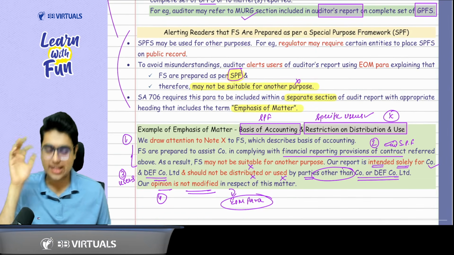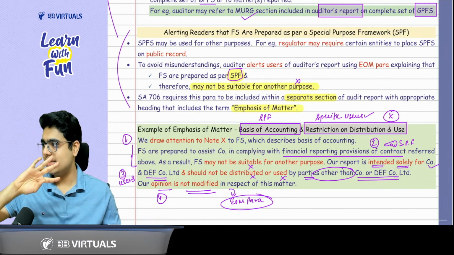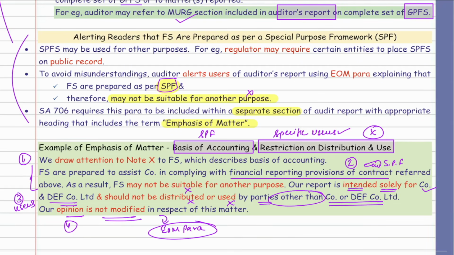How is this section added? So basically 4 things will be added in this. Please remember these 4 things. First of all, the heading will come: emphasis of matter, which talks about the basis of accounting, that is special purpose framework. Plus it will also talk about restriction on distribution and use. That means it is for specific users, not for others. So the first thing that you need to write here is we draw the attention to note X of the financial statement, which describes the basis of accounting.